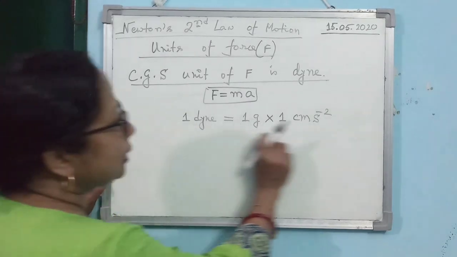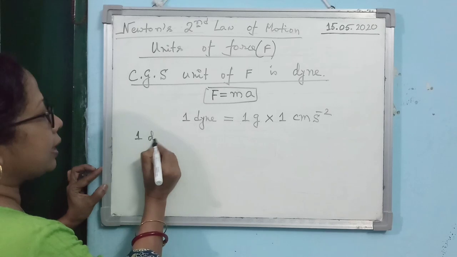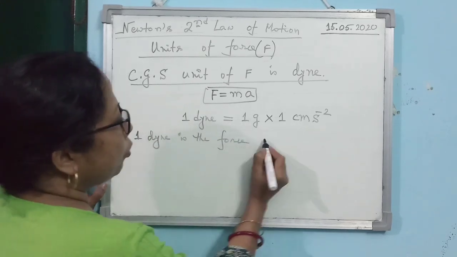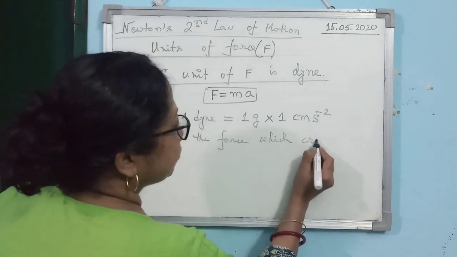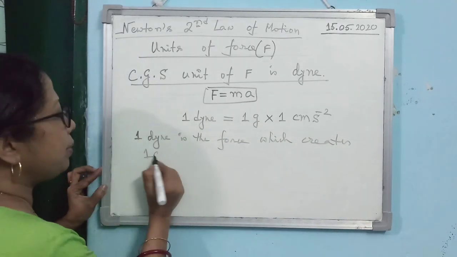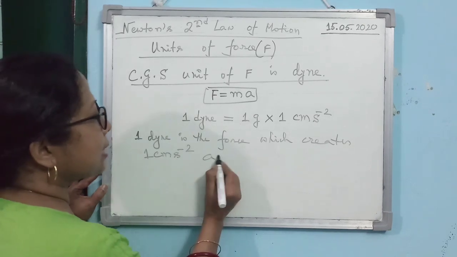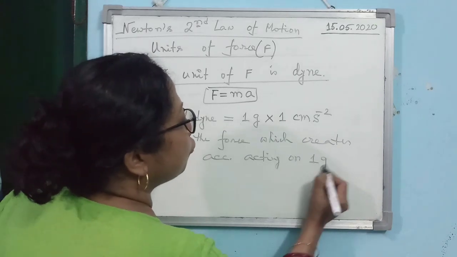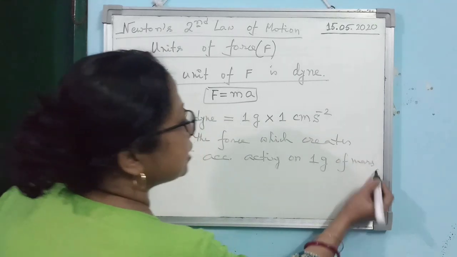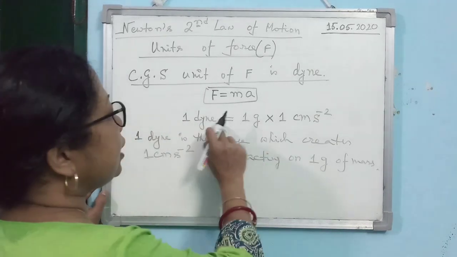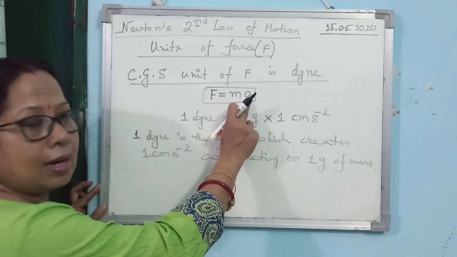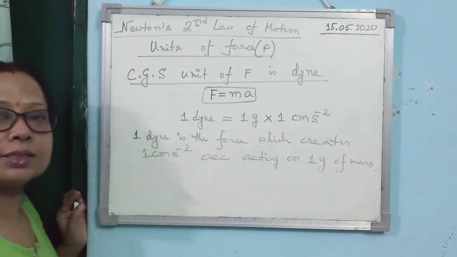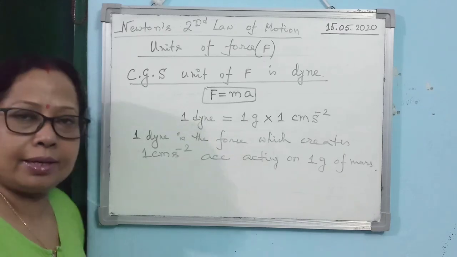Alright, so looking at this relation, how can you write down the definition of 1 dyne? 1 dyne is the force which creates 1 centimeter per second square acceleration acting on 1 gram of mass. Easy, no? So you see, you don't have to mug up the definition of 1 dyne. You remember this formula, apply this formula, write down this relation, and then write down this relation in a sentence. You will get the definition of dyne. Alright.